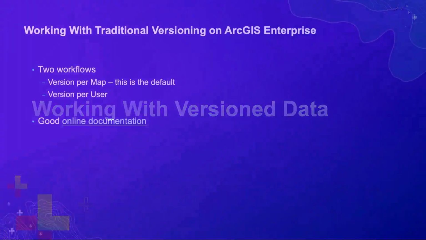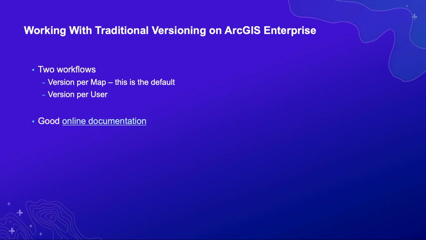So let's take a look at versioning. There are two ways to work with traditional versioning. So we've got traditional versioning in Enterprise, and we've got branch versioning, which is the newer versioning model, which is used by the utility network, for instance. With traditional versioning, you've got two workflows. You can have a version per map. This is the default. Or you can actually have a version per user.